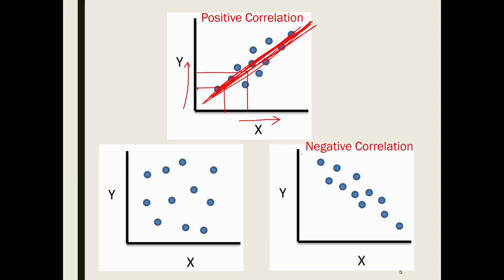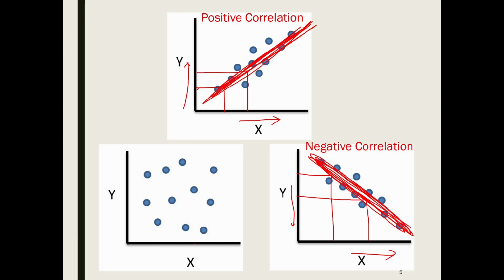On the right, it's a negative correlation. As the x increases, the y decreases. So it's also linear, like a linear regression. You can draw a line to cover all the dots here. You can see as the x is here, y is here. When x increases, y actually goes down, right? When x increases, y actually goes down.